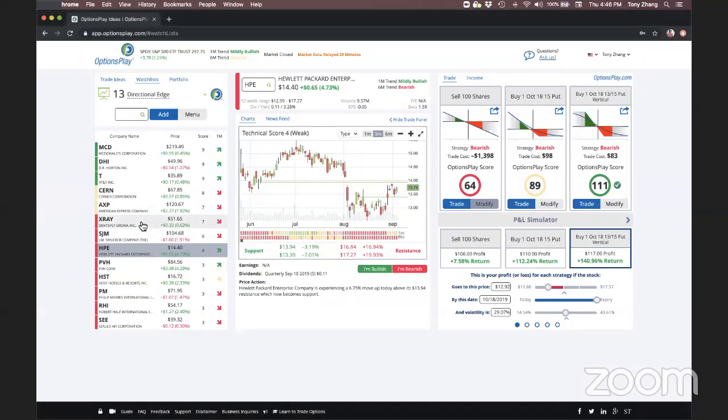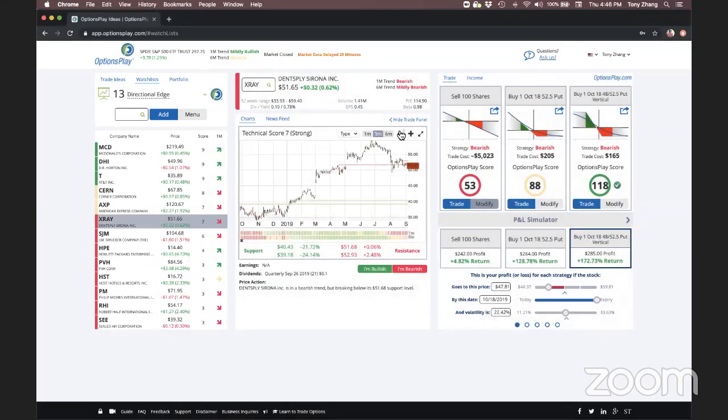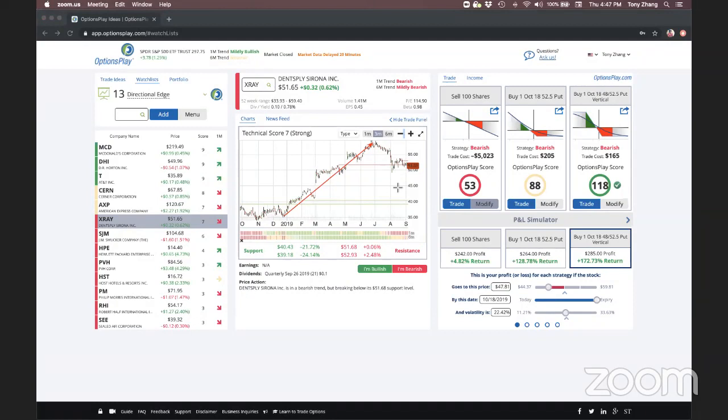And then lastly, look at a stock like X-Ray. This, as you can see, was a stock that has outperformed the market actually throughout 2019. This stock went from 35 to $60 in the course of a year. So it clearly outperformed the overall market, but as you can see, recently has started to pull back. And that's what our trend indicators are trying to show us here.